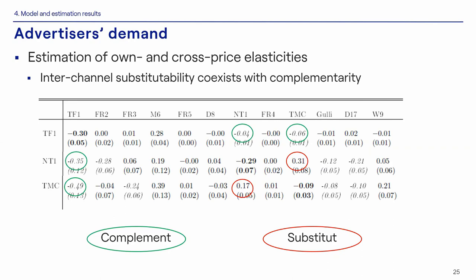What is interesting here is that you have the three channels TF1, NT1, and TMC. Those are the free channels involved in the merger we are discussing. TF1 is buying NT1 and TMC. And as you can see, TMC and NT1 are substitutes. But TF1 is a complement of NT1 and TMC, which means that a priori, the merger should not have too many disadvantages from a consumer point of view, and we will use it later.